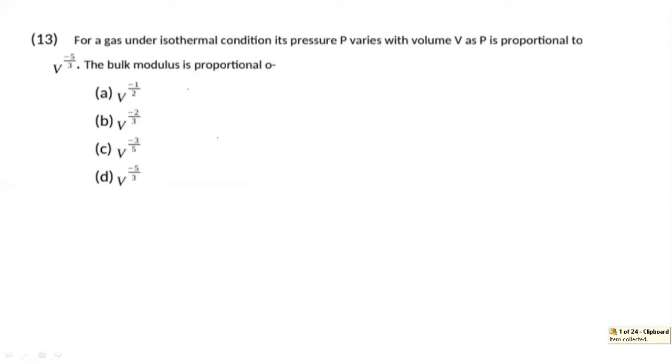Now let's see question number 13. What is given in question number 13? For a gas under isothermal condition, its pressure P varies with volume. It is said that pressure is varying with volume, and here P is proportional to V to the power minus 5 by 3. So we have to find the bulk modulus. Firstly, it is given to us that it is under isothermal condition. Isothermal means T is constant, the temperature will be constant.